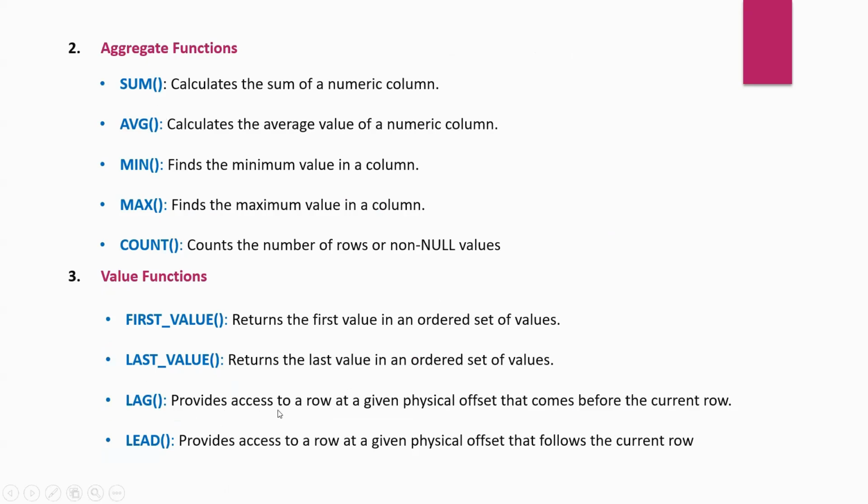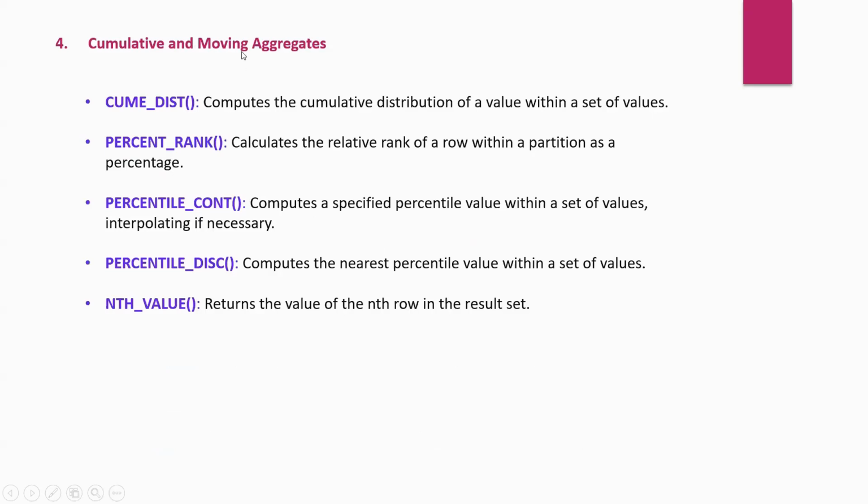Then lag provides access to a row at a given physical offset that comes before the current row, the previous record. Then lead provides access to a row at a given physical offset that follows the current row. This is the preceding and this is the following. Lag and lead, all these things we are going to cover practically. Don't worry. Then cumulative and moving aggregates are quite advanced-level examples.